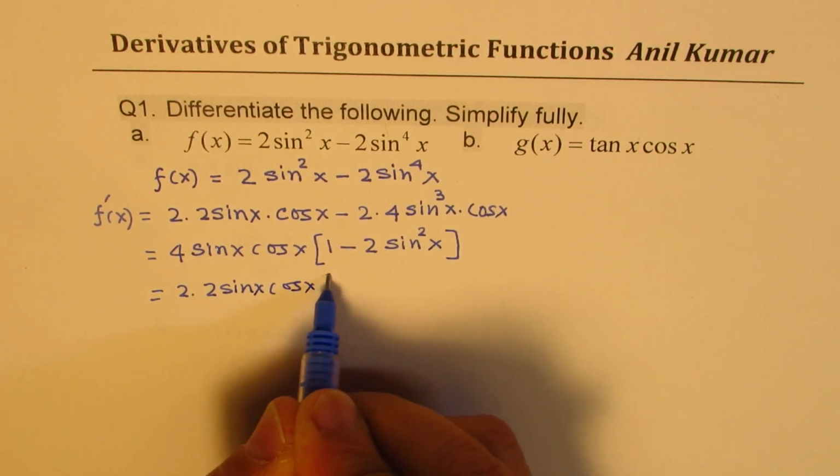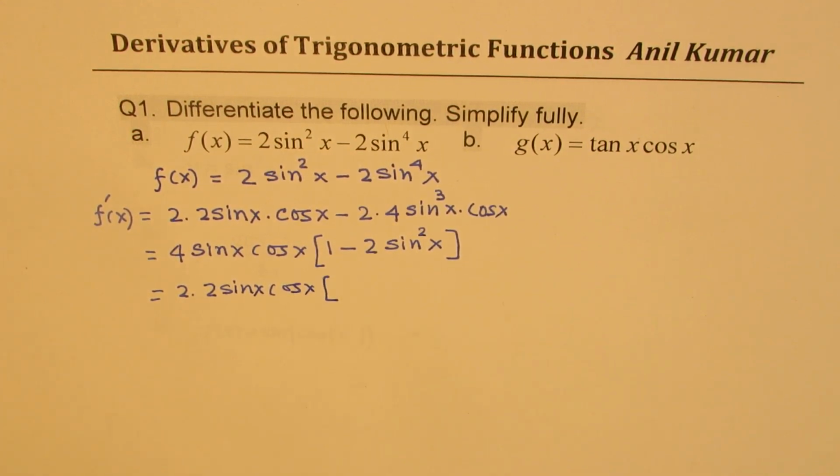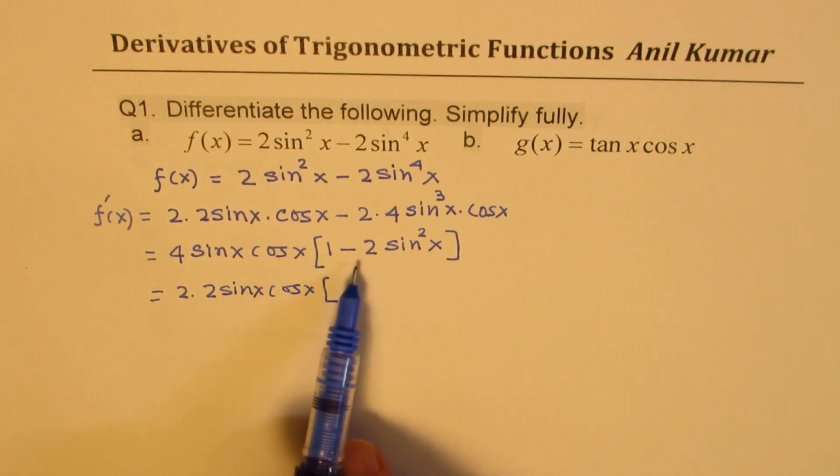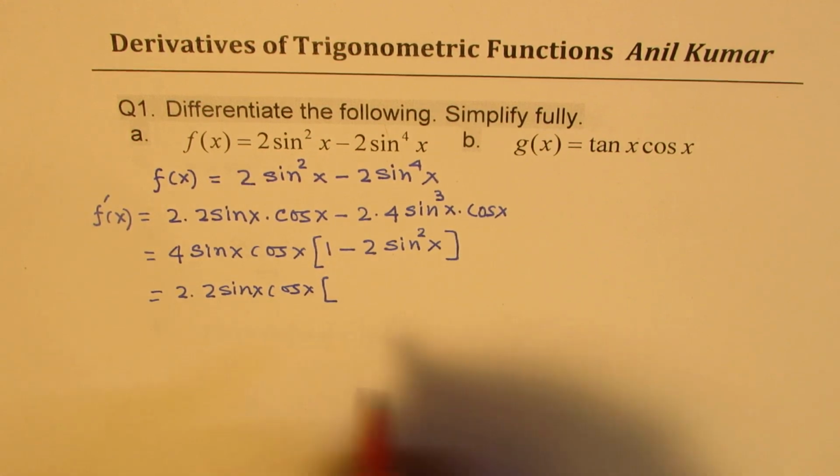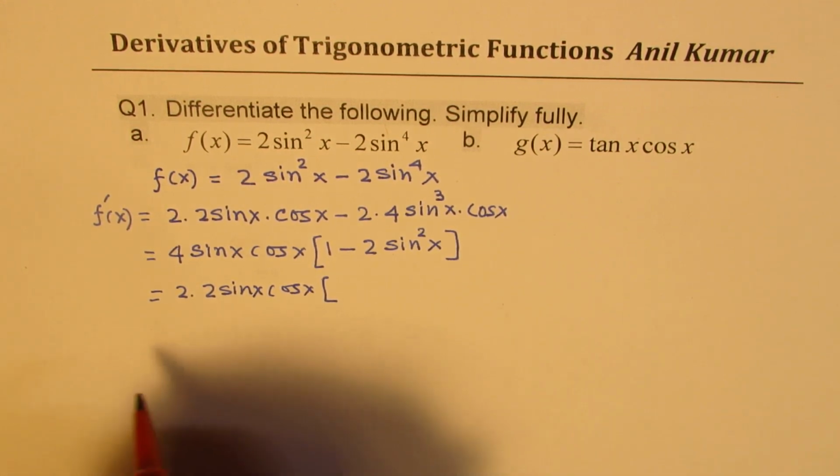Okay, just going through these steps. Now, what is 1 minus 2 sine square x? 1 minus 2 sine square x is actually cos 2x. So I hope you remember these formulas. That's kind of very important. So let me write down these formulas here before I write down the final solution.